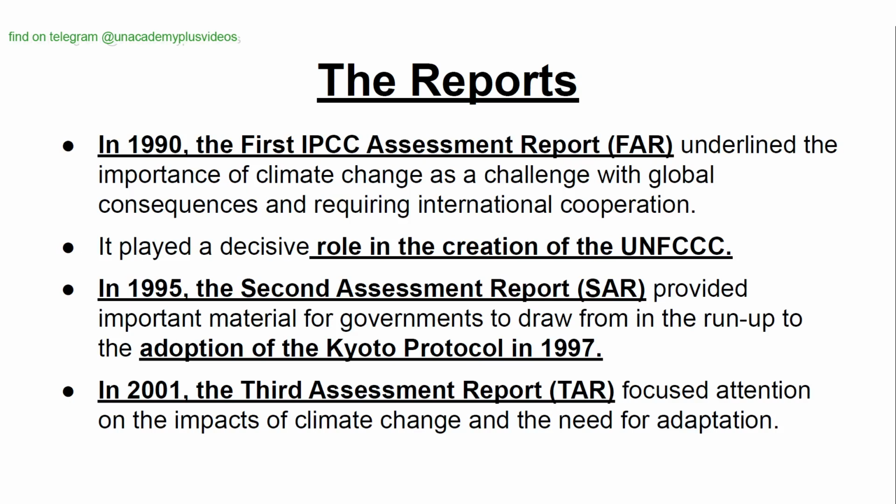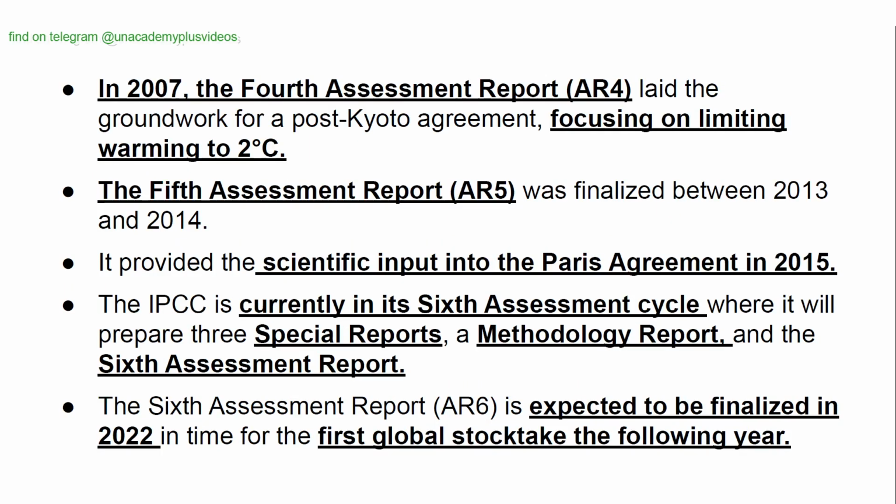In 2001, the third assessment report focused attention on the impacts of climate change and the need for adaptation. In 2007, the fourth assessment report, AR4, laid the groundwork for a post-Kyoto agreement focusing on limiting warming to 2 degrees centigrade. The fifth assessment report, AR5, was finalized between 2013 and 2014.